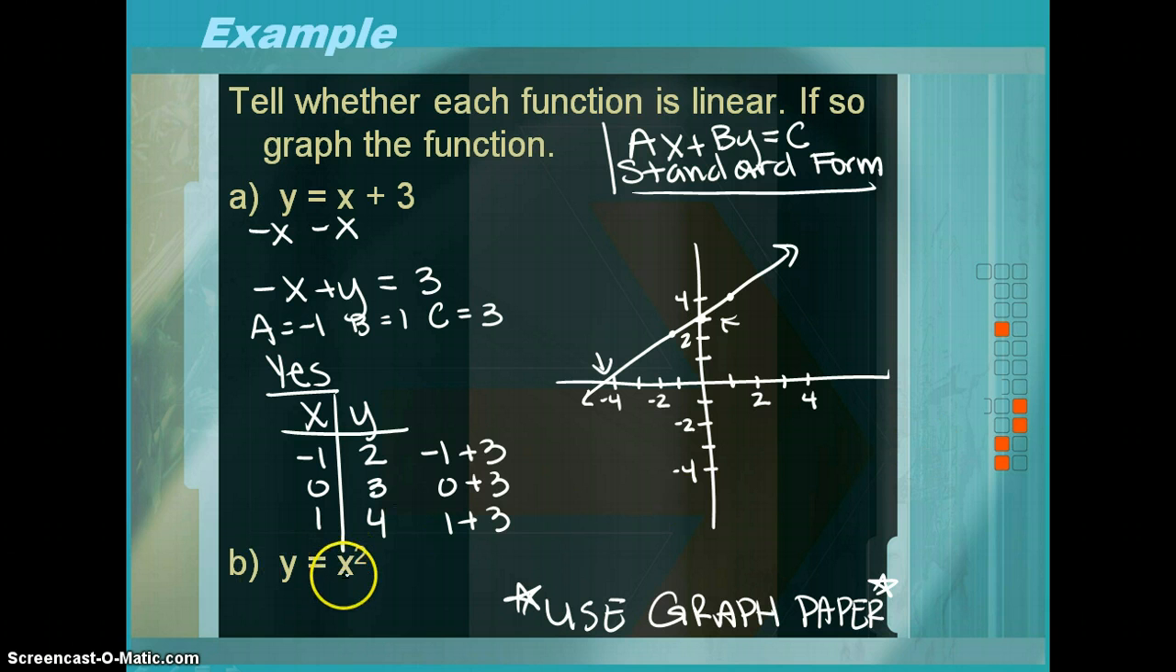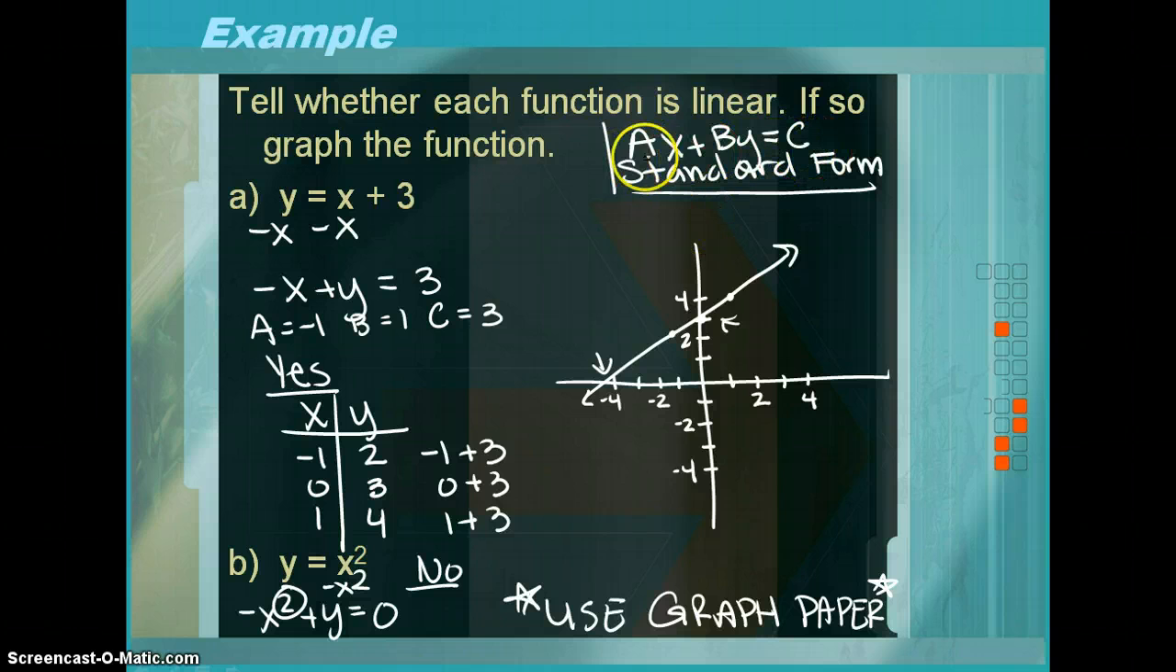For b, if we were to subtract x squared, we'll have negative x squared plus y is equal to 0. Well, this, too, the fact that it's squared makes this not linear, so that one we don't have to graph. So again, in order for you to determine whether or not it's a linear function, you need to see if you can rewrite it in standard form of ax plus by is equal to c.